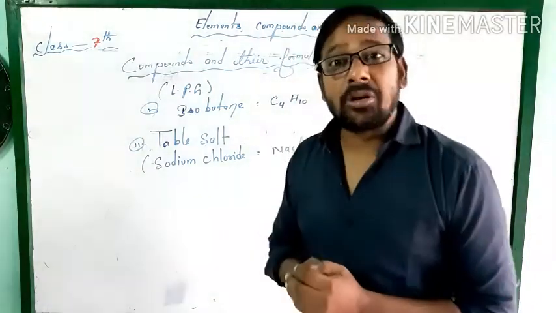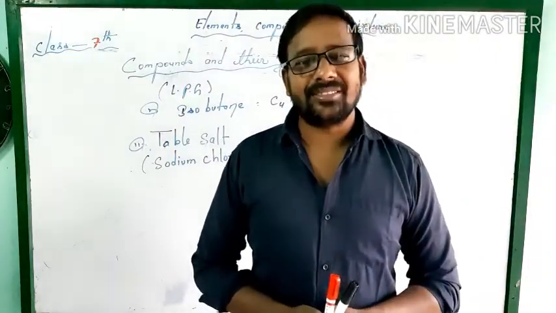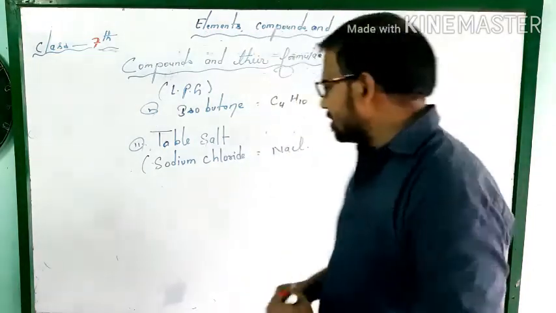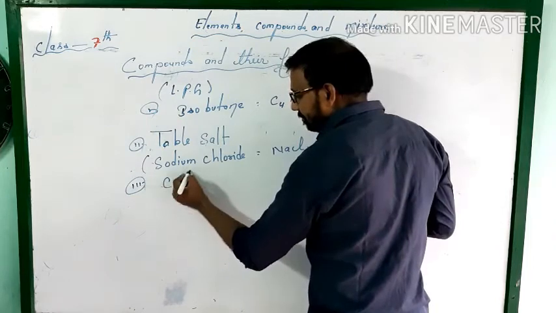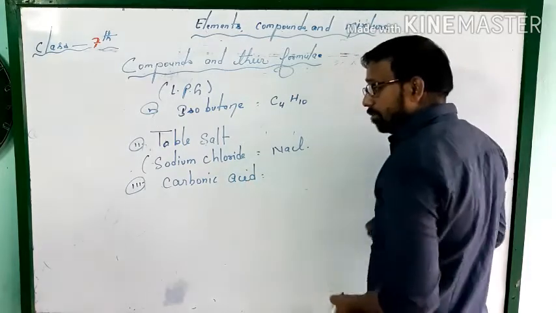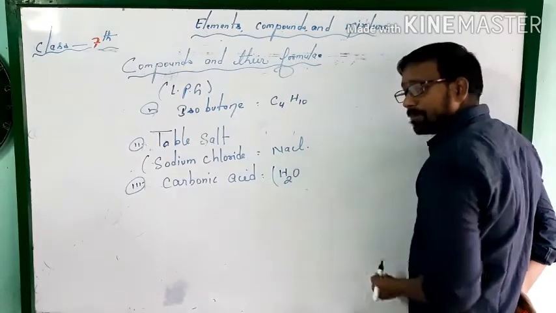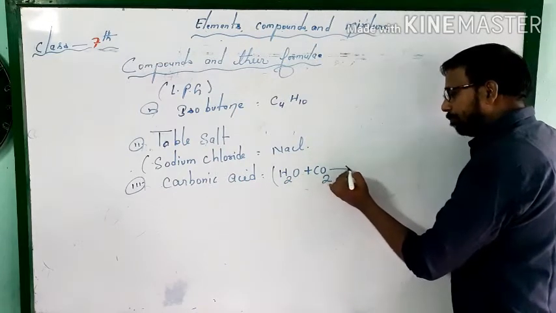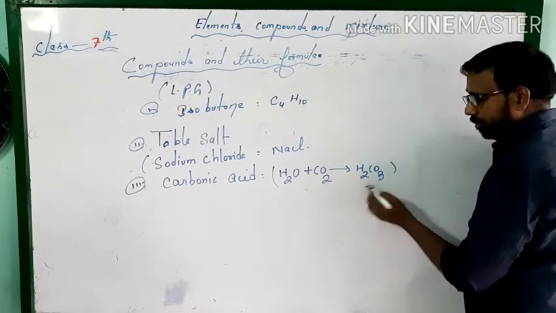Even you use cold drinks these days. In the summer season, you used to have a cold drink. Actually, that cold drink is an acid. And what is that? The name of that acid is carbonic acid. How is it formed, my dear student? We know that a cold drink contains water, and which gas is dissolved here? Carbon dioxide. Both combine to form H2CO3. That is called carbonic acid.